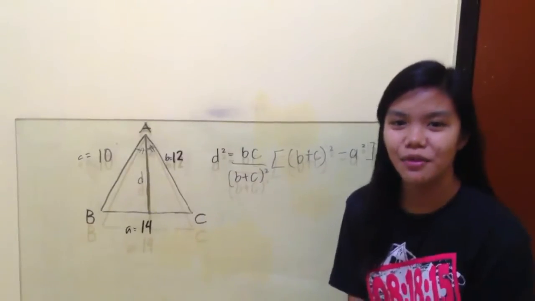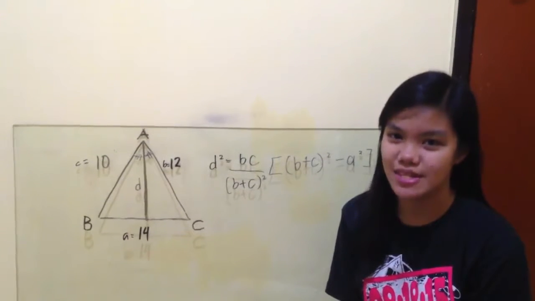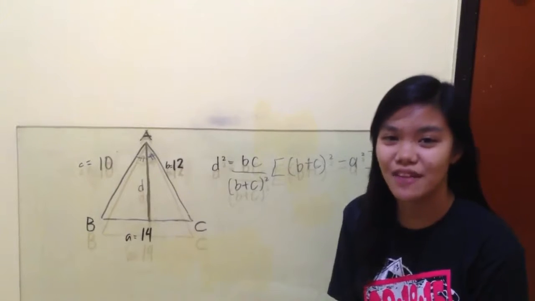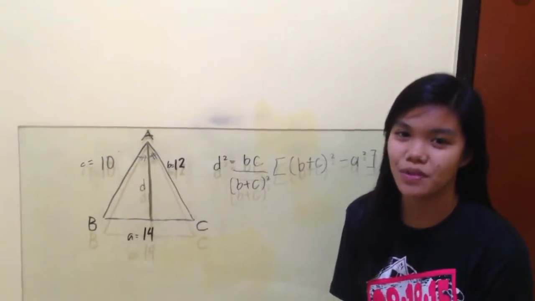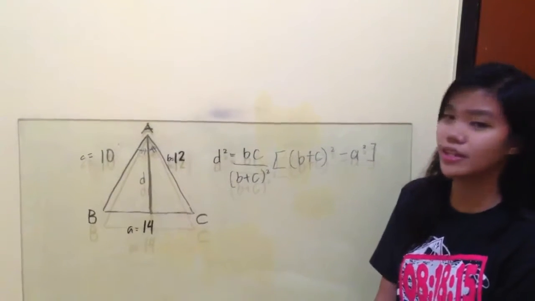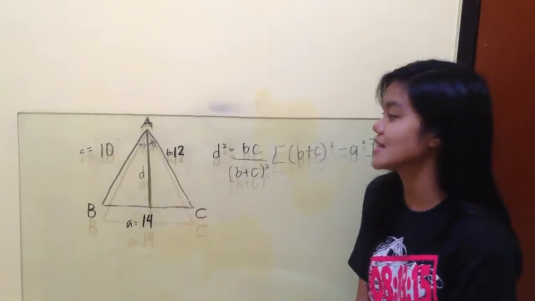This time, I am going to show you how to find the length of an angle bisector of a triangle given the 3 sides. So first, an angle bisector is the line or line segment that divides an angle into 2 equal parts. So for instance, given this triangle with measurements 10, 12, and 14, we need to find the length of the angle bisector, which in this case is line segment 2.